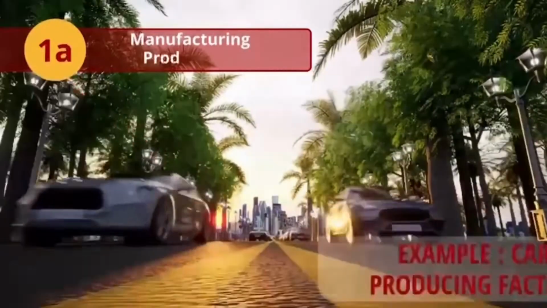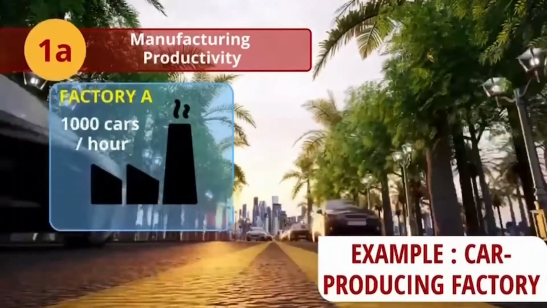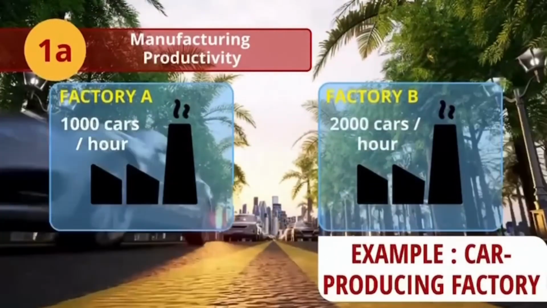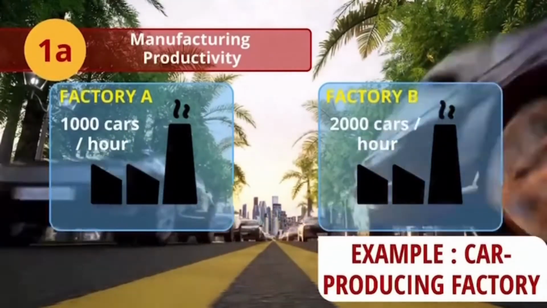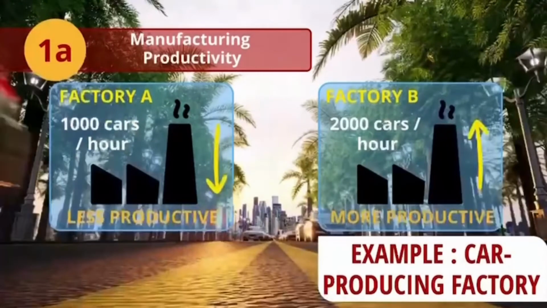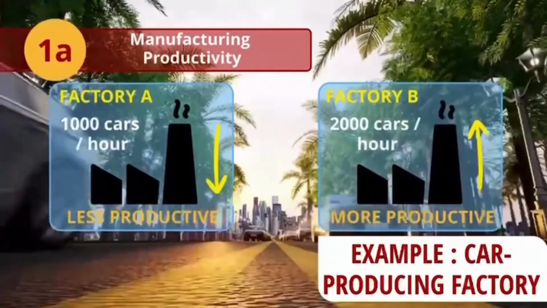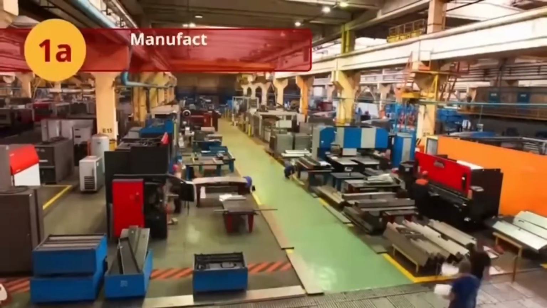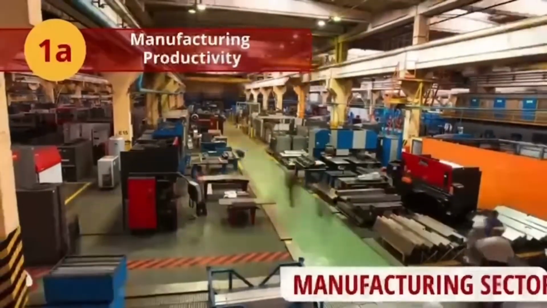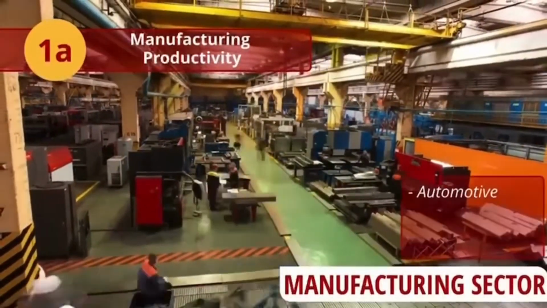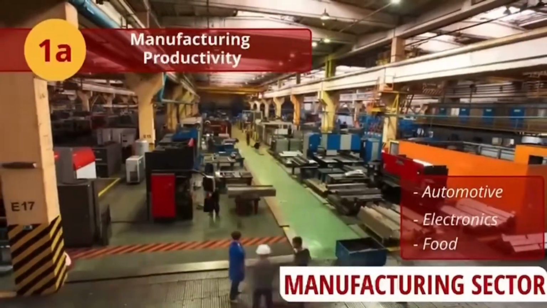As an example, Factory A produces 1,000 cars in an hour, while Factory B produces 2,000 cars within the same period of time and with the same amount of budget. This indicates that Company B is more productive than Company A, as it has more output over the same amount of input. Examples of application of manufacturing productivity can be seen throughout the manufacturing sector, such as in the automotive industry, electronics industry, and even in the food production industry.